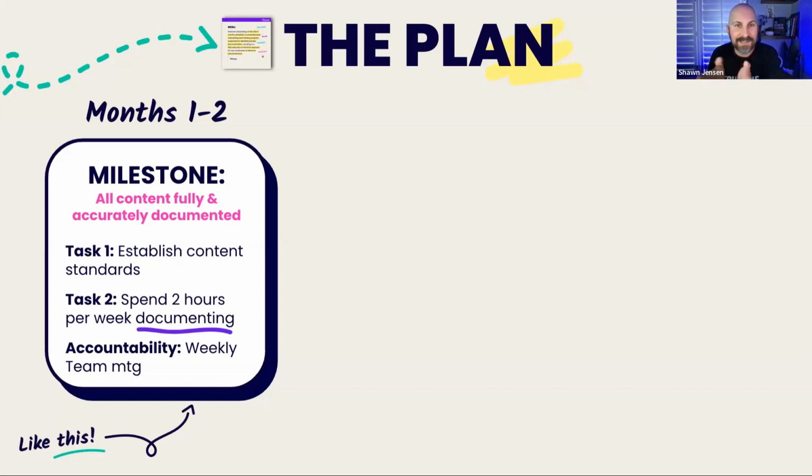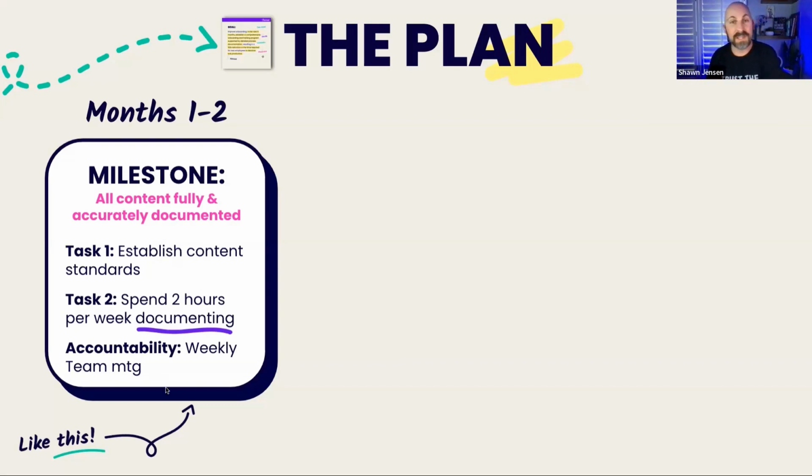Our second task is what I mentioned a few moments ago. We're going to spend 2 hours per week documenting. Now, I'm going to emphasize here that we're not looking for prettiness. We're simply getting accurate content documented. We want to make sure it's all there, and it's accurate. That's what we're focusing on during these first 2 months. Prettying it up with videos and everything like that is going to come later.